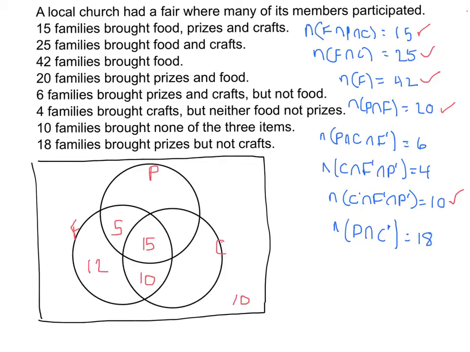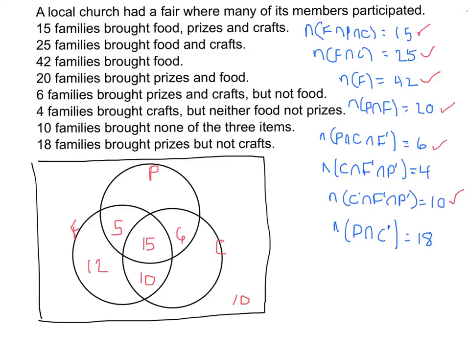Let's move on and look at the next set of information. We have P intersect C intersect F prime. So that means we're in P intersect C, which is here, but we're not in F. We're in F prime, which means we're only talking about this region here. This is the area that's in P and C, but that's outside of F, which means that this 6 is actually just this region on its own. It's in P and C, but it's not in F.